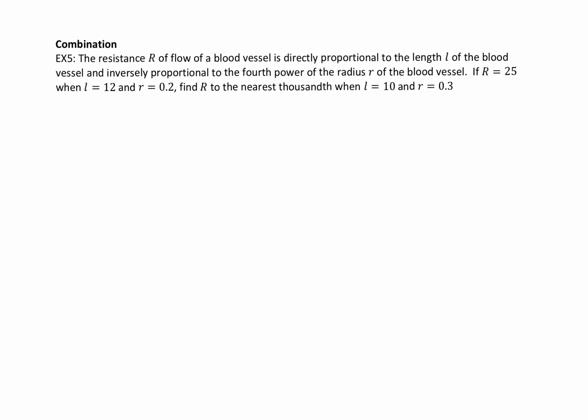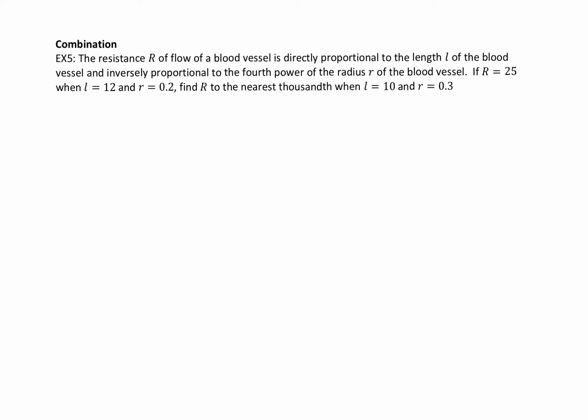The last thing we're going to look at is a combination of different variations, which is possible. But remember, you always still just have one K value. It doesn't matter how many variations you combine, always just the one K value. So this is our last example, example 5. We have the resistance R of flow of a blood vessel is directly proportional to the length L of the blood vessel and inversely proportional to the fourth power of the radius R of the blood vessel.